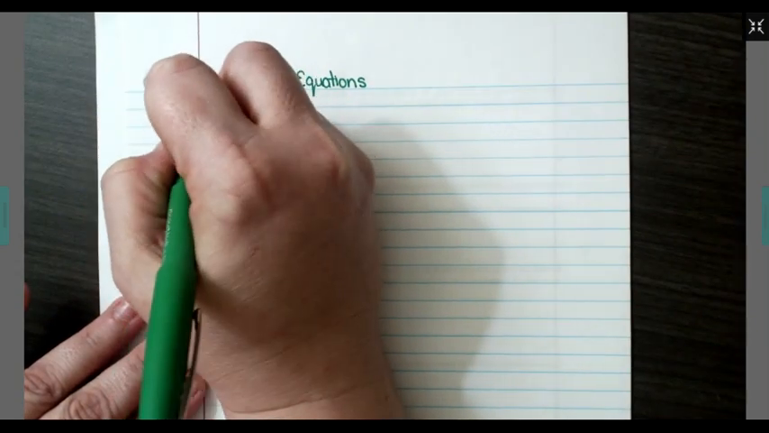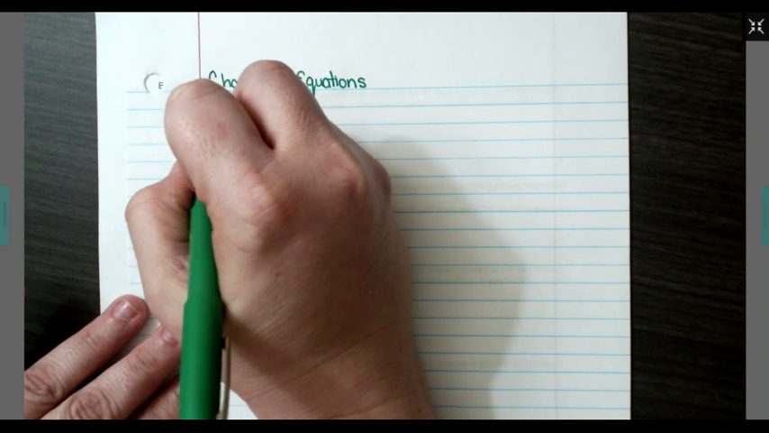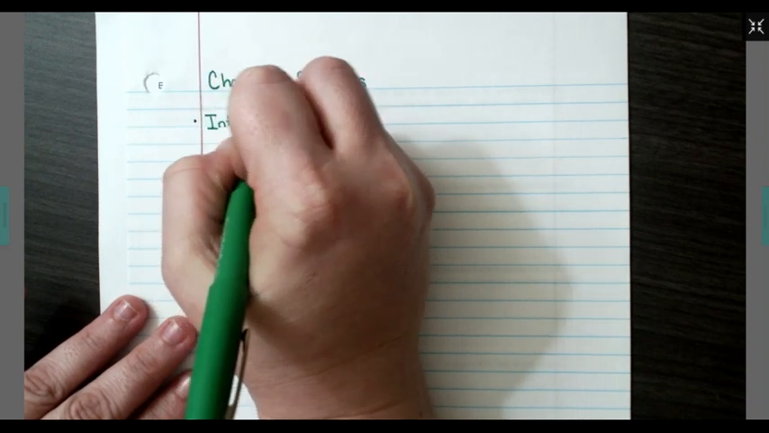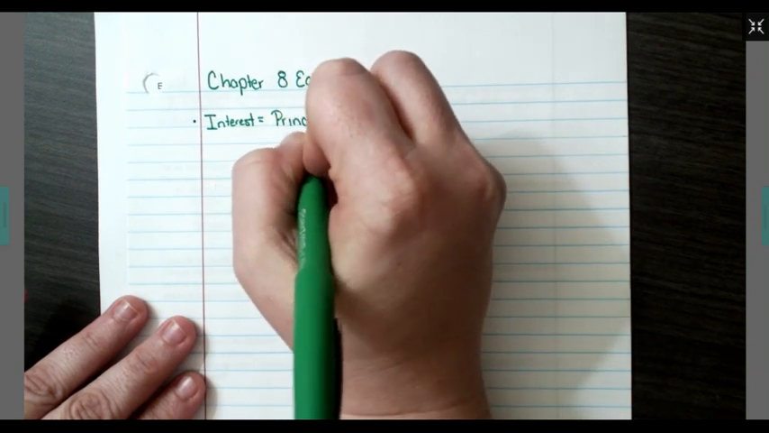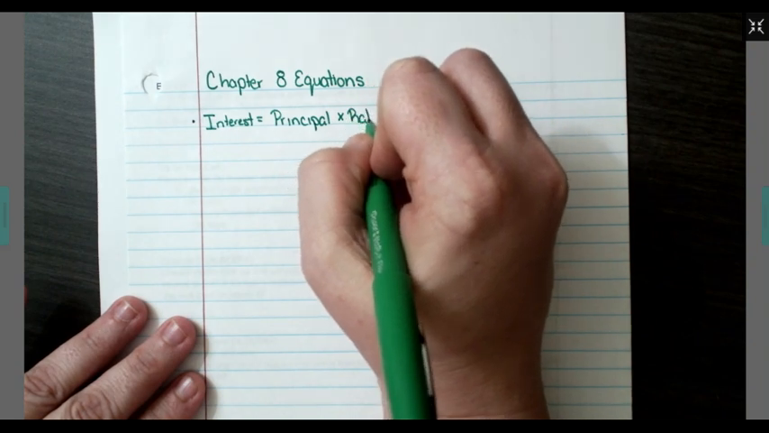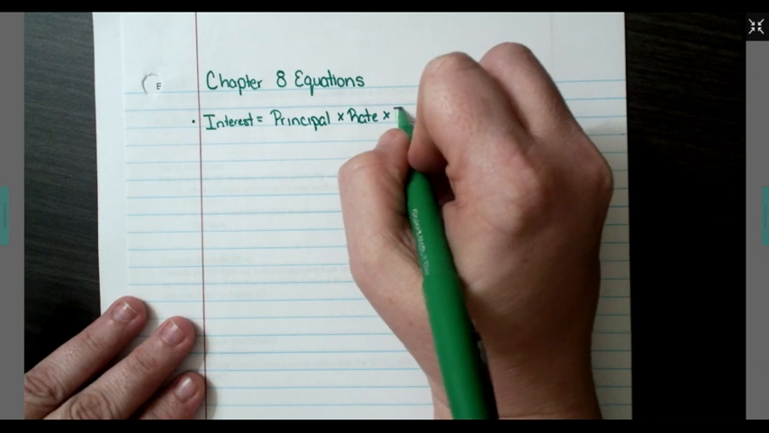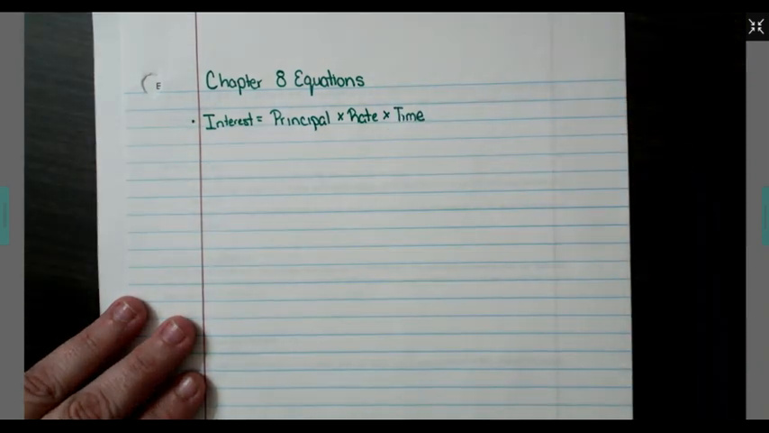The first of the many equations from today is interest equals principal times rate, this is usually a percentage, times time, which is usually some fraction of a year.